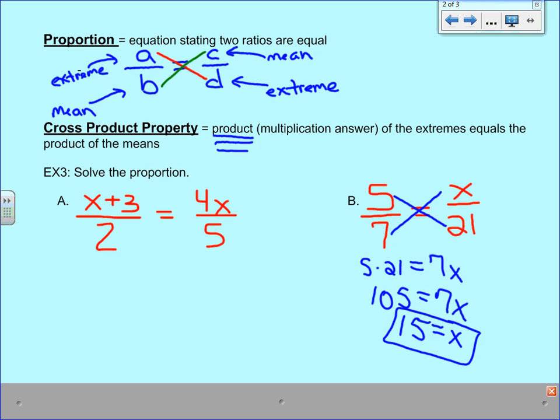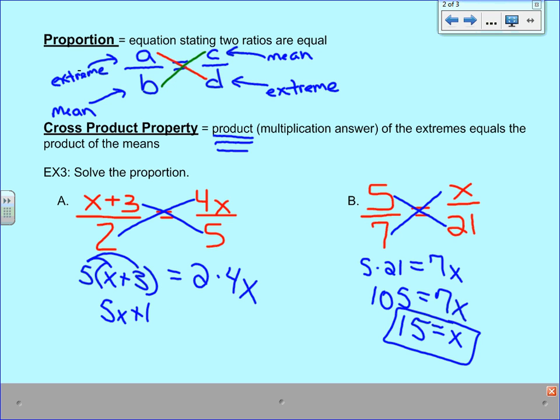You notice example A looks a little more confusing. We multiply our extremes together again. We have our 5 multiplied by our x plus 3. There's going to be a little distribution that we're going to have to do with this. On the second side, our means need to be multiplied, 2 times our 4x. As you're looking here, we distribute on the left-hand side, so we get our 5x plus our 15. That is equal to our 2 times our 4x, or our 8x.